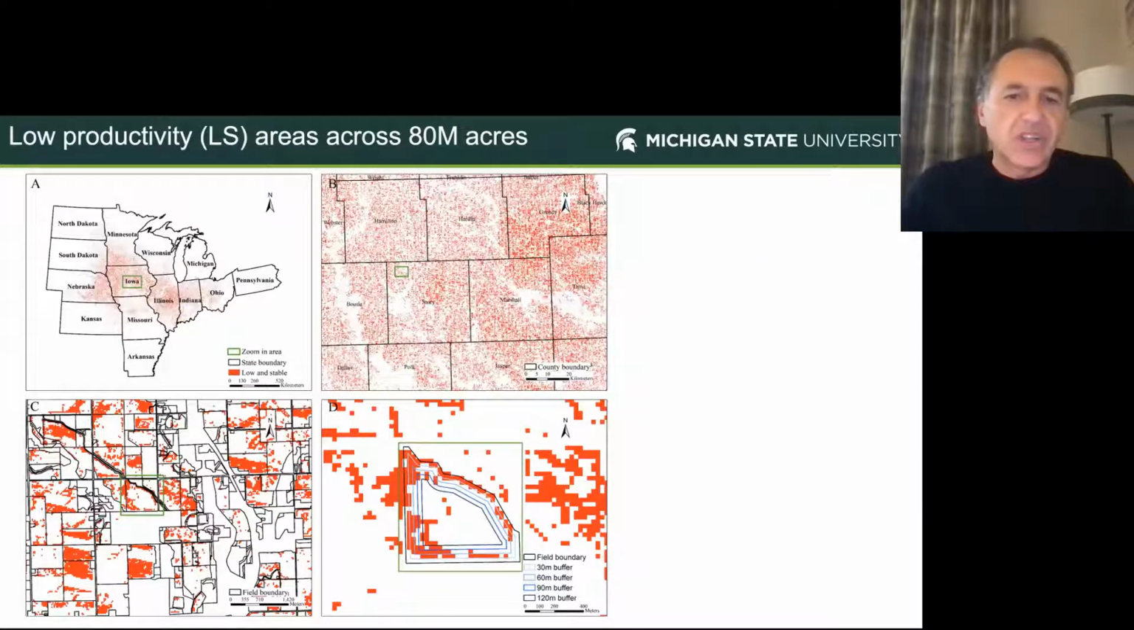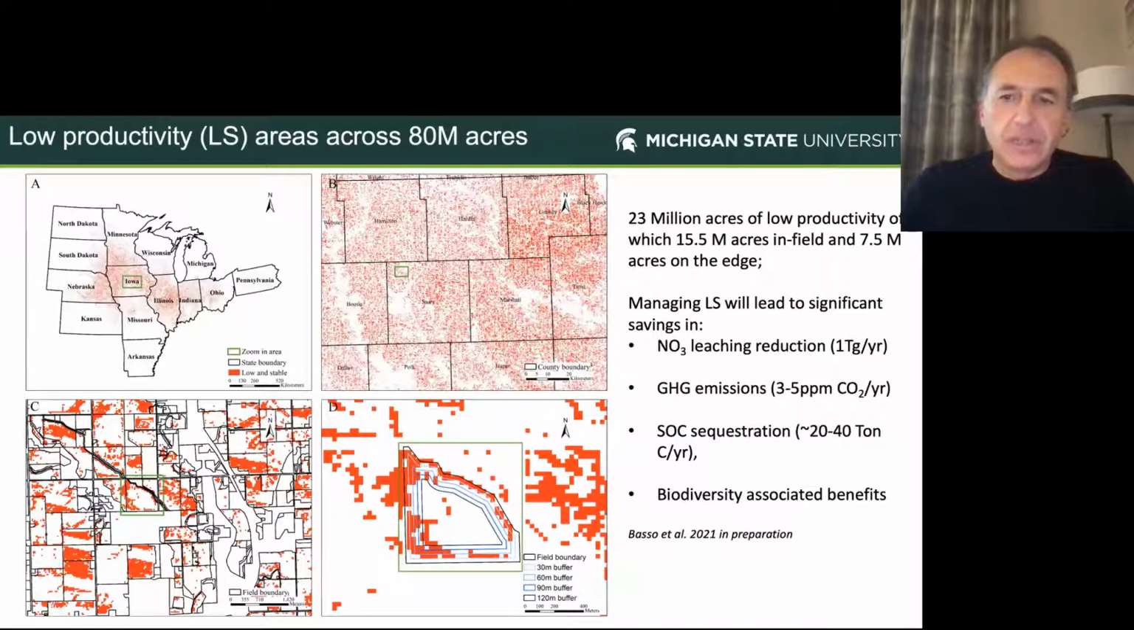And this is an example of zooming in on these fields, and we quantify, in this paper that we're currently working on, that there are 23 million acres for the analysis, the areas that we looked at, of low productivity. Where are they located? Are they in the middle of the field or at the edge of the field? Are they greater than 1 acre or lower than 1 acre? Are they contiguous or not? So very valuable information for both the farmers or anyone working in this space.